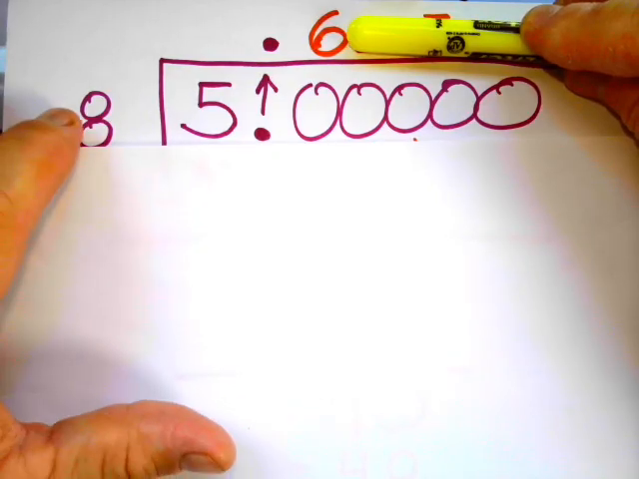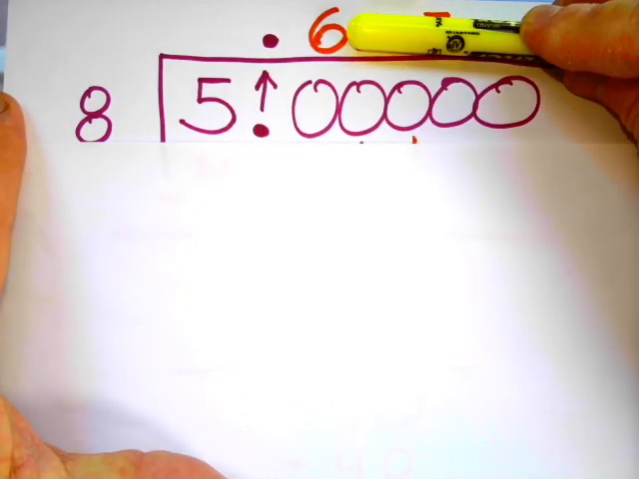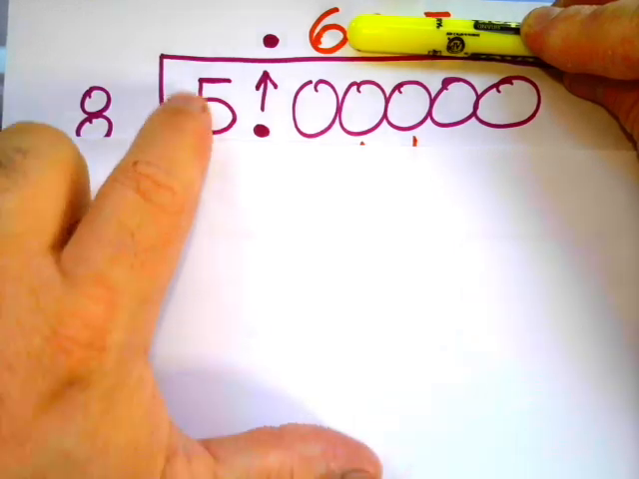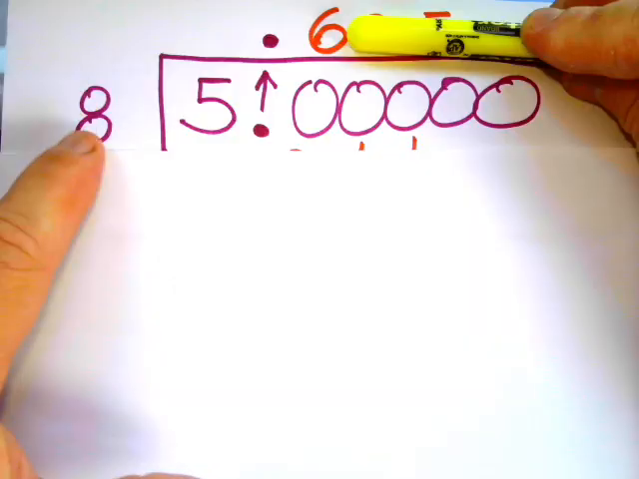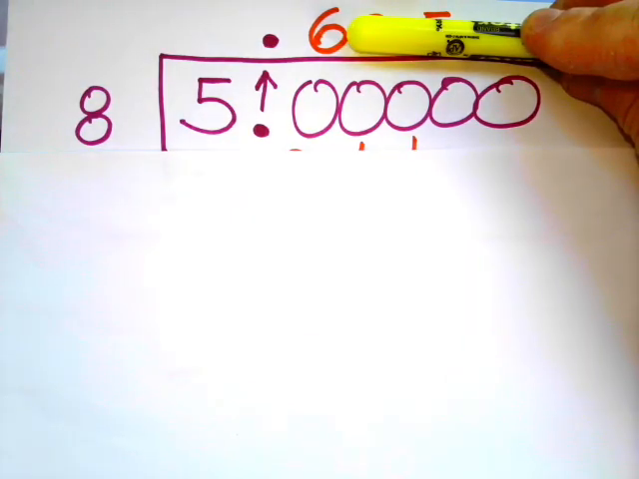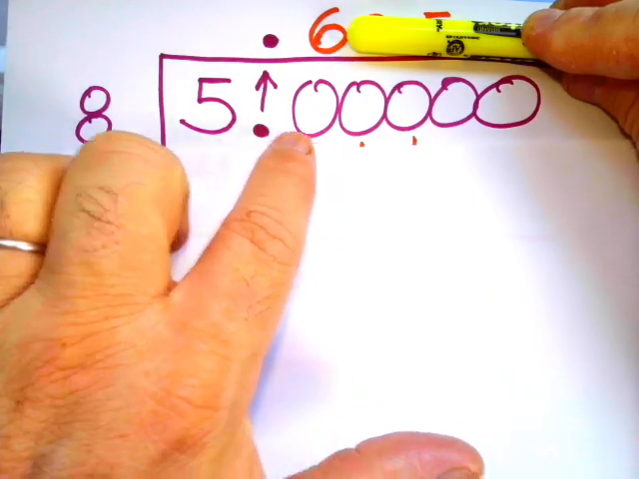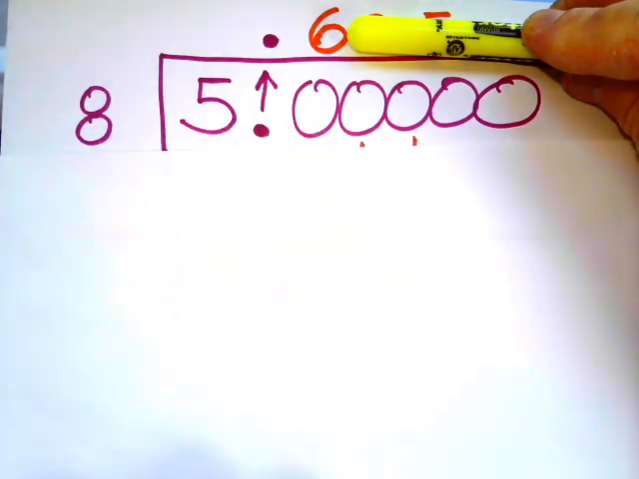So what number times 8, right, would give me 5? Well, there's no number times 8 that would give me 5. Okay, no number. So then I look one number over, 5 and 0 is 50.